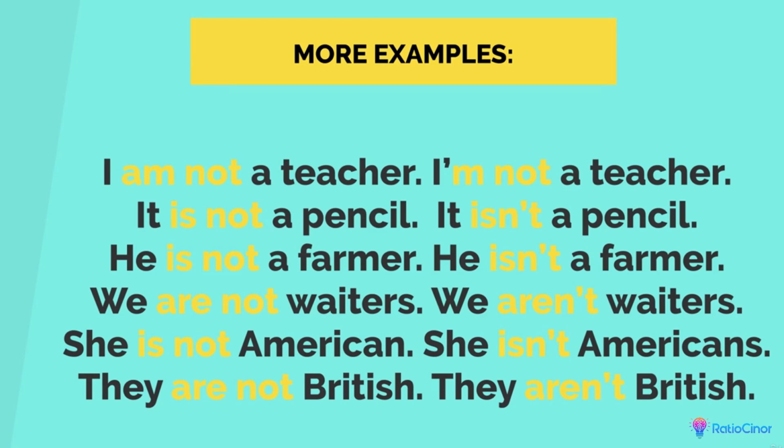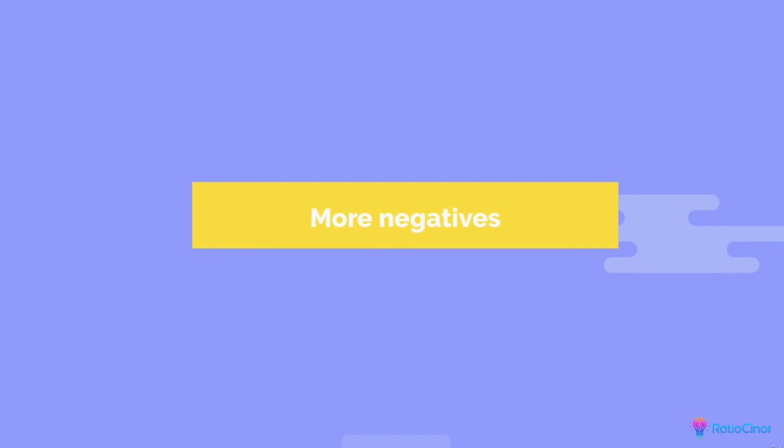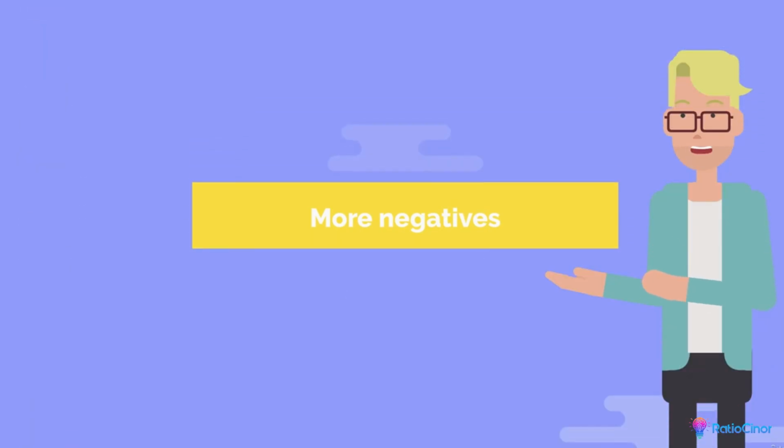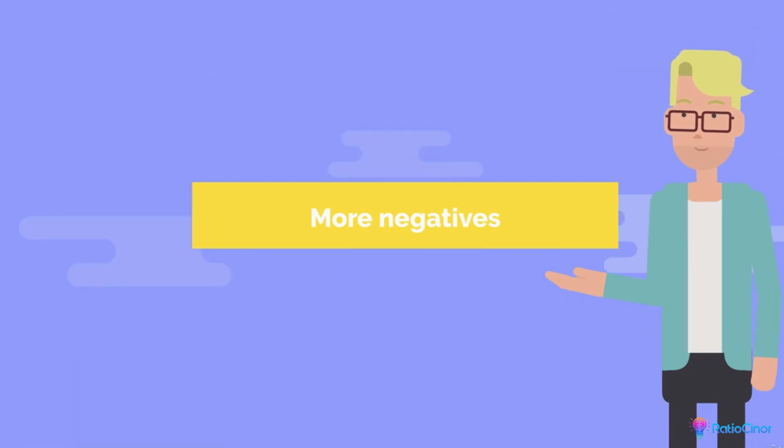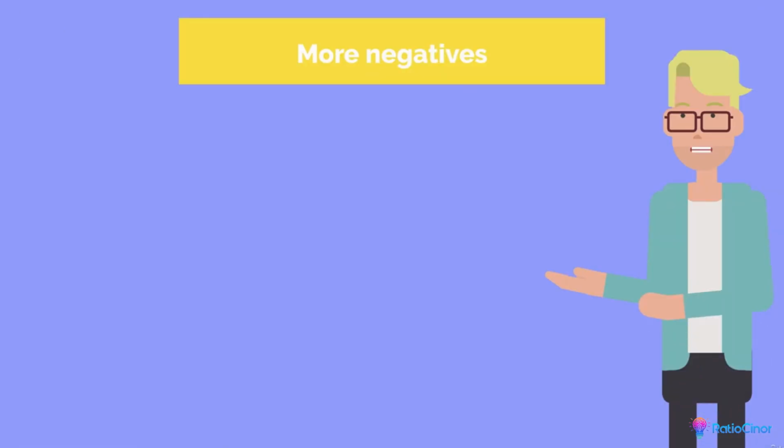More negatives. Add do not or does not before most verbs in English to make them negative. This is often shortened to don't or doesn't. Present simple negative. Put do not before the verb to make the negative for I, you, we, or they. After he, she, or it, use does not.